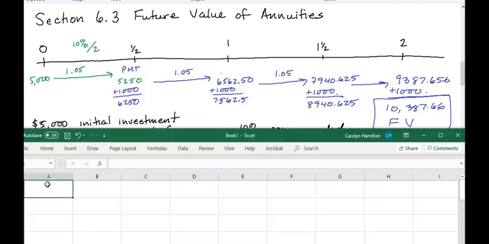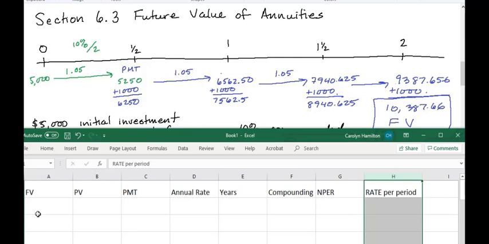Let's try this in Excel. So in Excel, you have to create a frame of reference. I'm going to take the point of view of the investor, so the present value of $5,000 was money that left my pocket. I'll make that negative $5,000. The payments are an additional $1,000 leaving my pocket, so I'll make those negative.